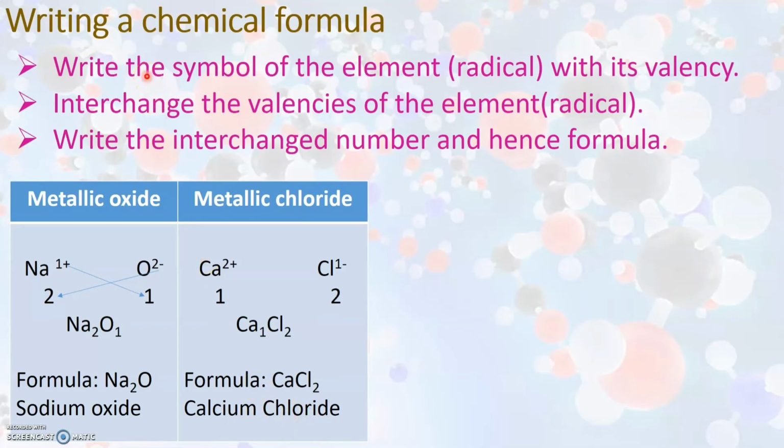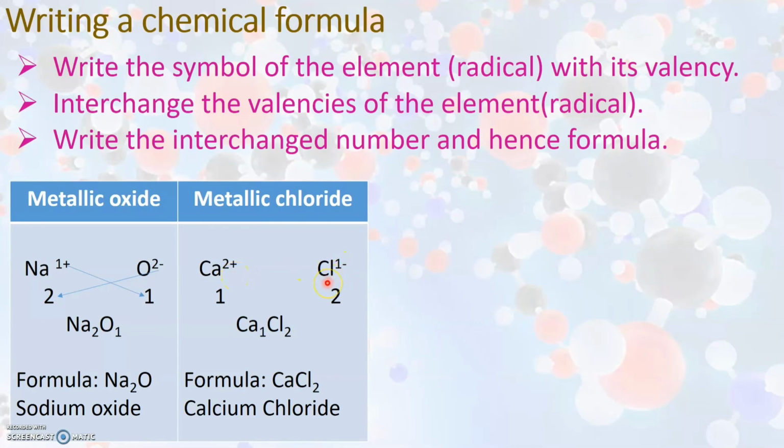First, as the step says, write the symbol of the element or radical along with its valency. So now we know that in calcium chloride, the elements that are present are calcium and chlorine. So we are writing the symbols of calcium as Ca and chlorine as Cl. Now we are supposed to write it along with the valency of each of these elements. So the valency of calcium is 2. We have already studied that. And since calcium is a metal, it will have a positive valency, since all metals will have a positive valency. And therefore we write it as Ca plus 2.